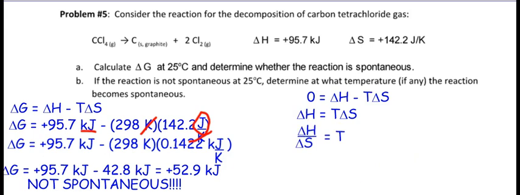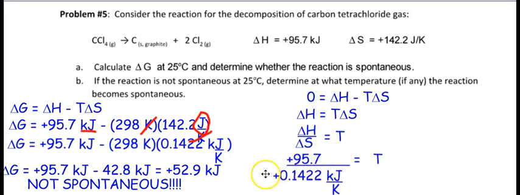Here we go. Oops, I left out my kilojoules here. So it should be 95.7 kilojoules divided by the 0.1422 kilojoules per Kelvin. When I figure this out, my answer is in Kelvin. And what does this temperature tell me? This is when delta G is 0. So any temperature higher than this will be spontaneous. And how else might I think about this? It was not spontaneous at 25 degrees Celsius or 298 Kelvin, which is lower than 672. So any temperature higher than that will work.